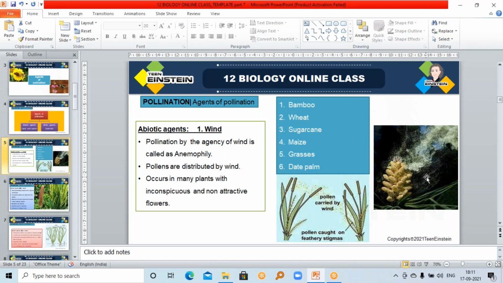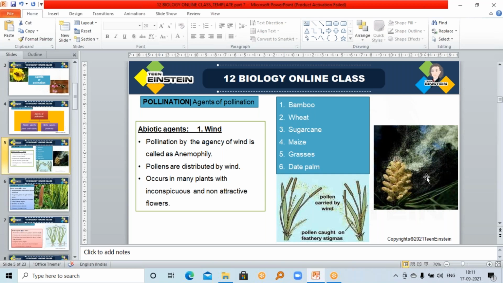Clear? And don't write that anemophily is somewhat similar to animals. So don't write that it's exactly by animals or something like that. It comes under abiotic agents, and wind pollination is called anemophily. In anemophily, pollens are distributed by wind. Most of the gymnosperms, this is the common method. Gymnosperms are anemophilous. The pollen grains are carried through wind in gymnosperms.